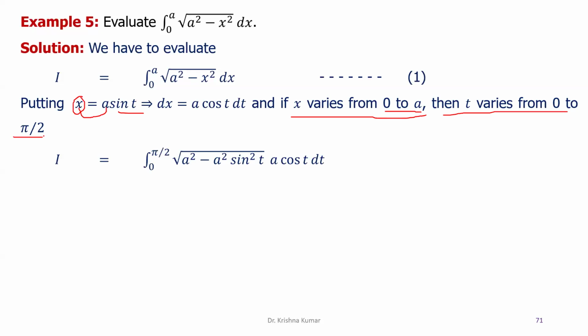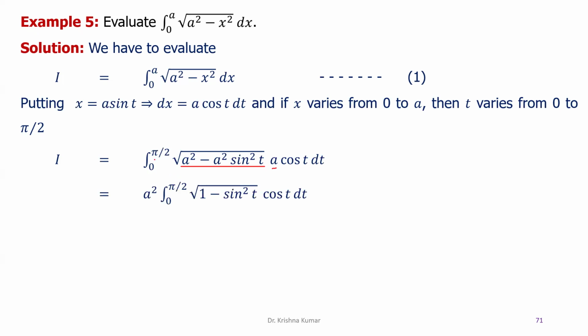Therefore, I is equal to integration of root over a square minus a square sine square t into the value of dx. dx is a cos t into dt, and the limit is 0 to pi by 2. Now, from the square root part, if we take a square outside, because a square is common in both parts, the a will come out because there is a root sign. So this a into this a will become a square, under the limit 0 to pi by 2.